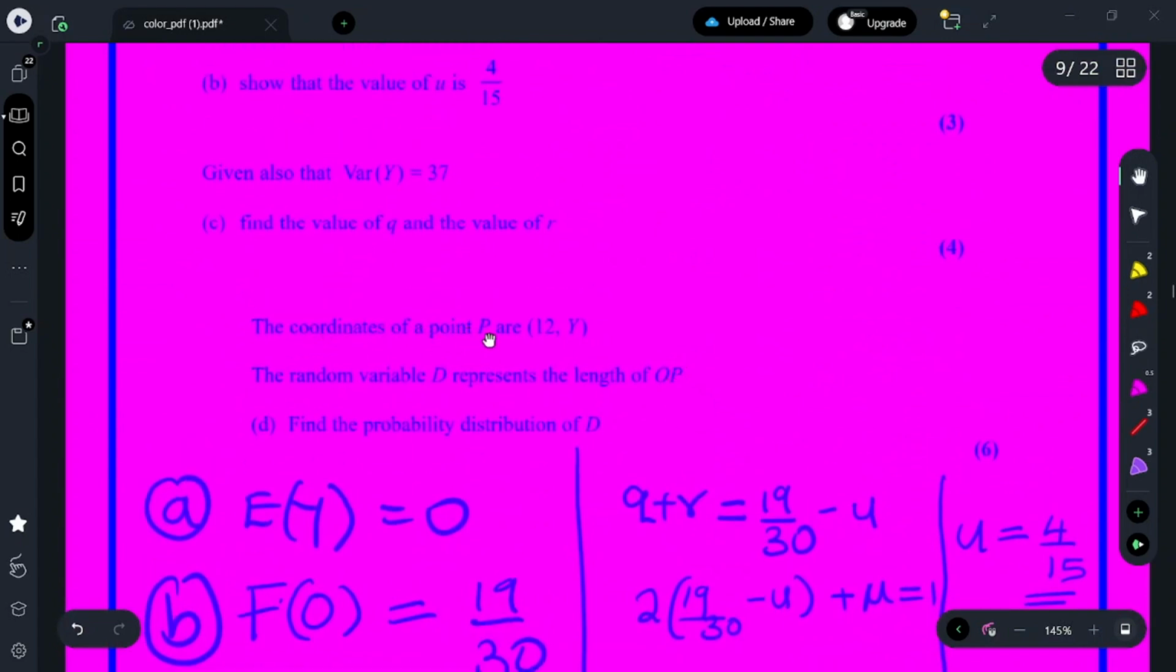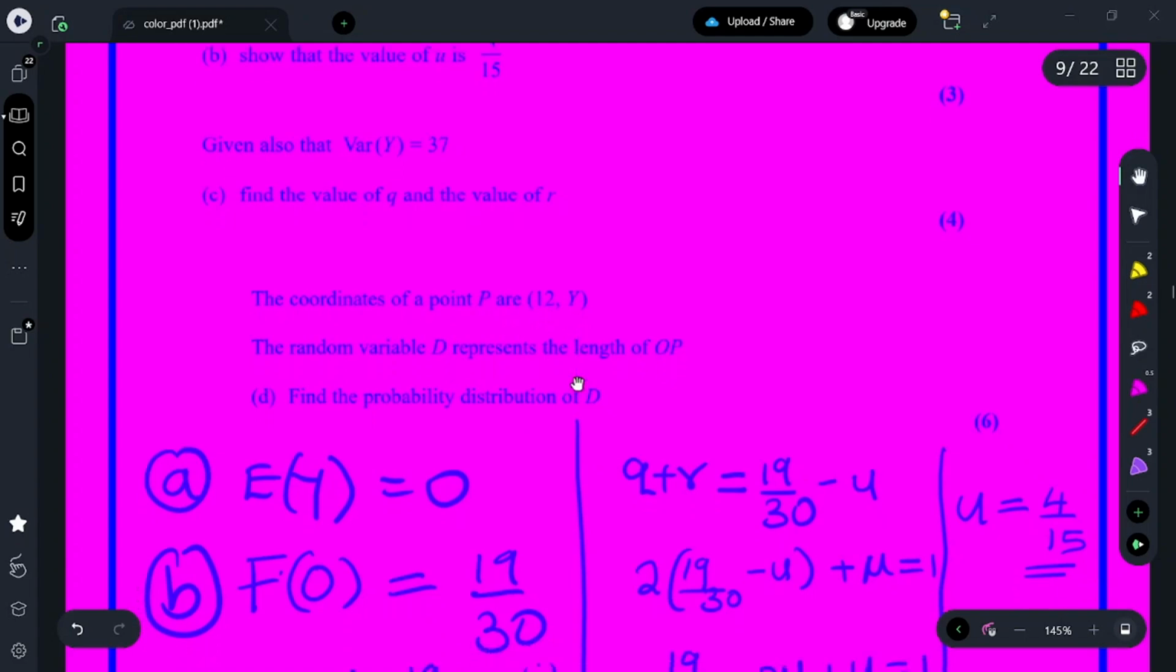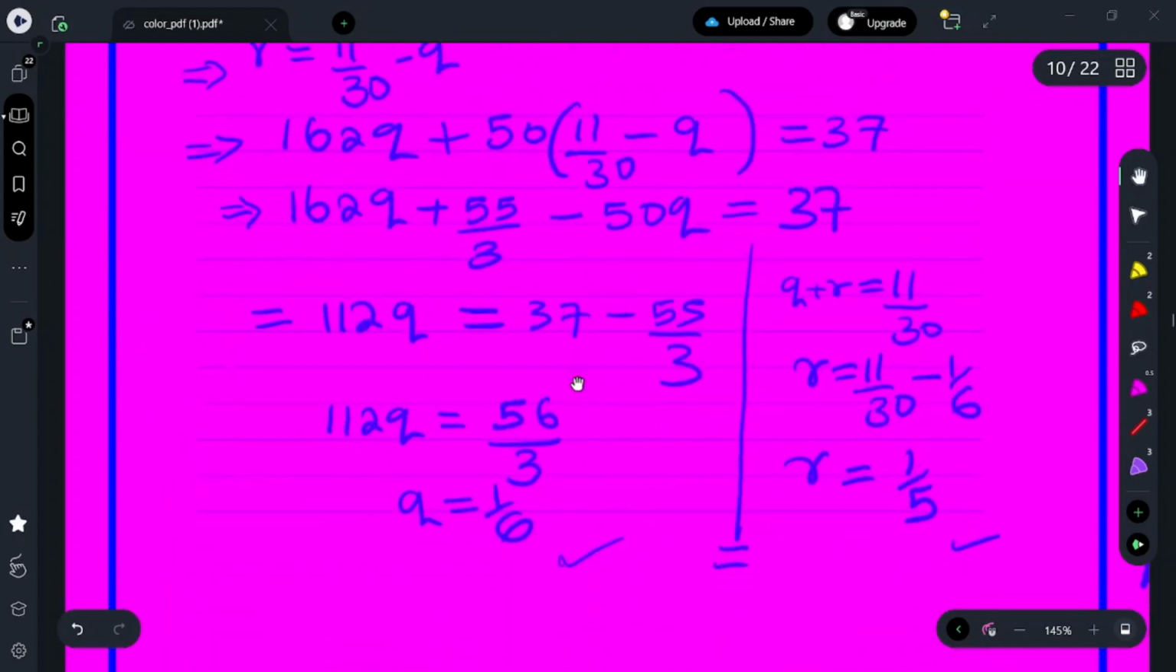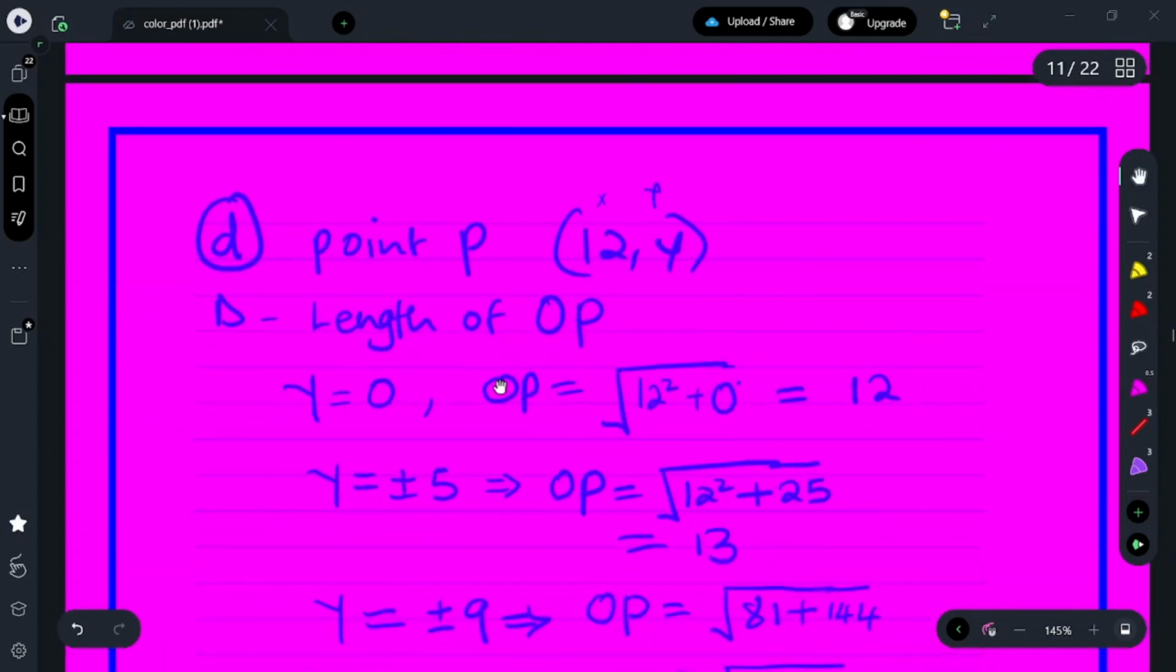The coordinates of a point P are (12, y). So the x value is 12, the y value is y. The random variable D represents the length OP. Find the probability distribution of D, which is representing what? The length of OP from the origin O to the point P. Alright, so let's see how we should go about D. You know, D is representing the length.